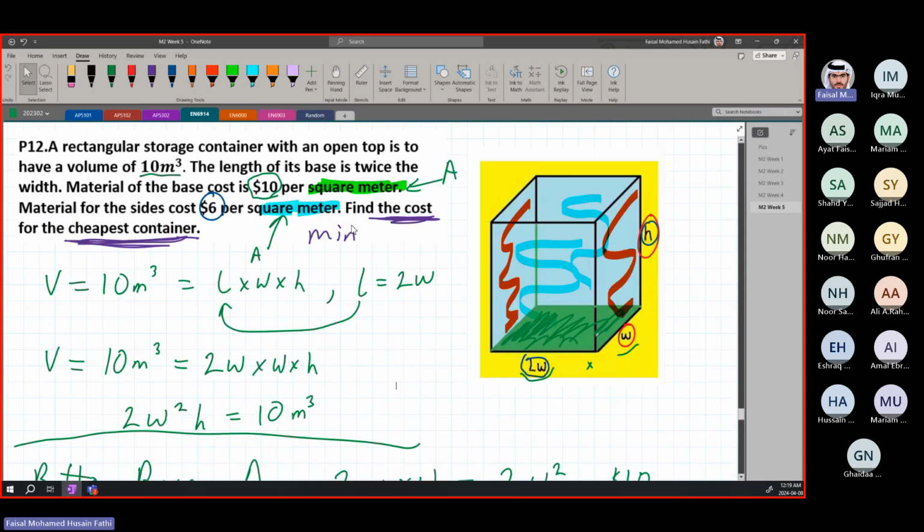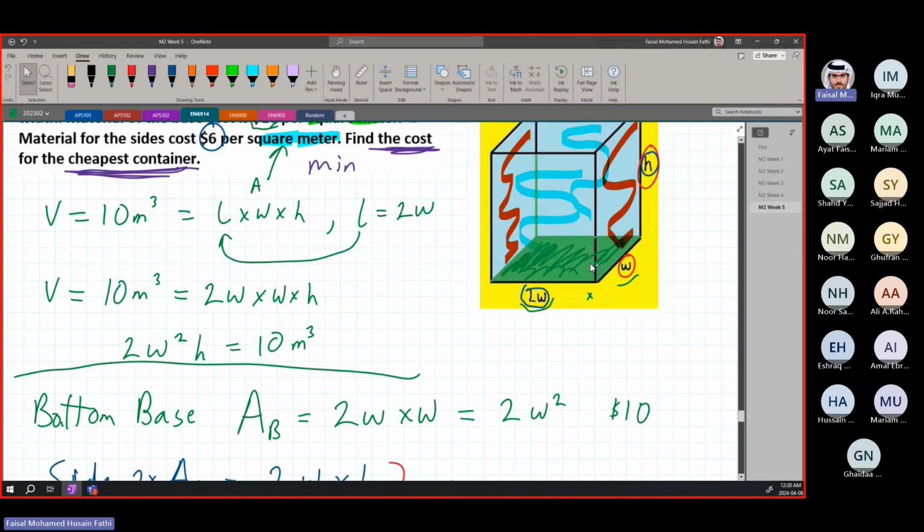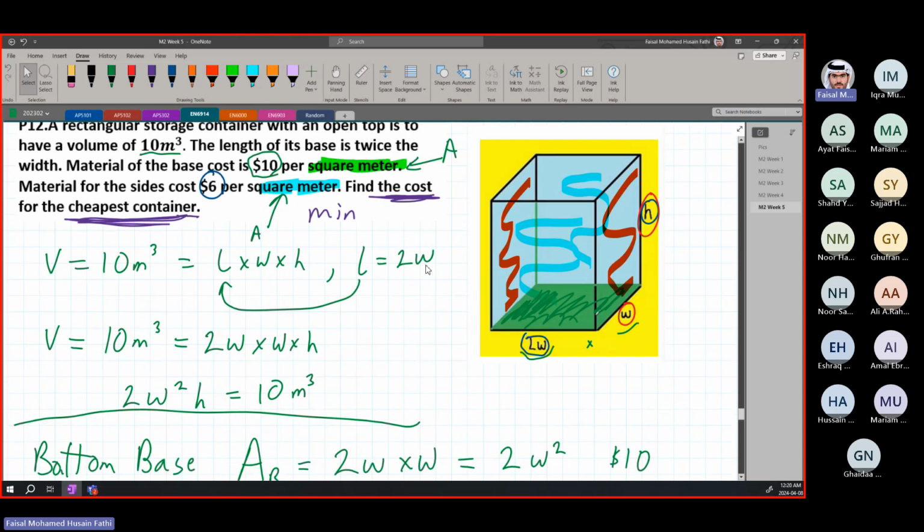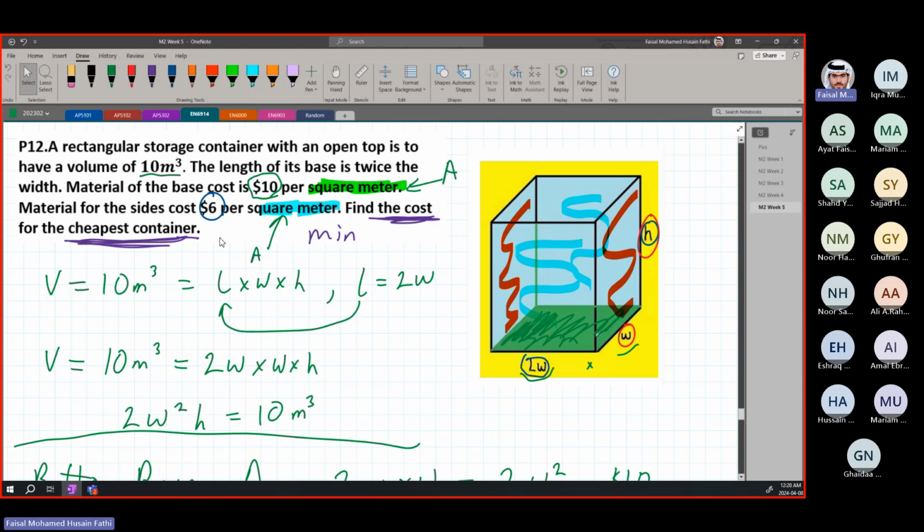All right. Now, the material of the base costs $10. It means the base here costs 10, and the sides cost $6 each, and we have 4 sides. All right. So find the cost of the cheapest container. This is our minimum. We need to find cost, and we need to differentiate a cost equation. All right. This is how you will know. Sajad, you were asking: it's written find the cost. If something is written about cost, know that most probably you will have to do differentiation for the cost. Why? Because here it's written cheapest container. So we know that we are going to find something relative to cost, and we have to do differentiation.